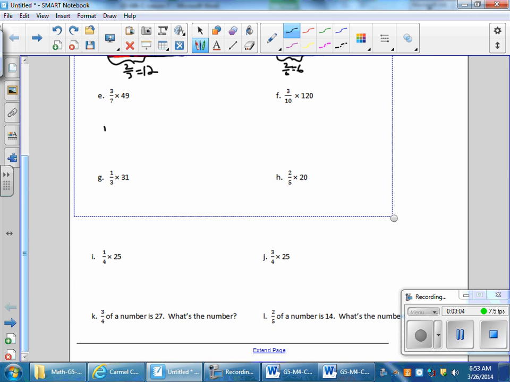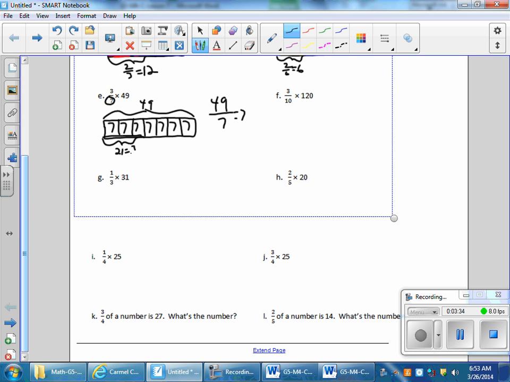Three sevenths of 49. Three sevenths times 49. I'm breaking my whole tape into 7 parts. 49 broken into 7 parts is 7. 3 of those parts is 21. 3/7 of 49 is 21.